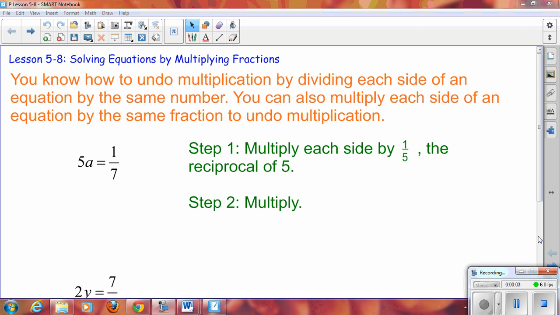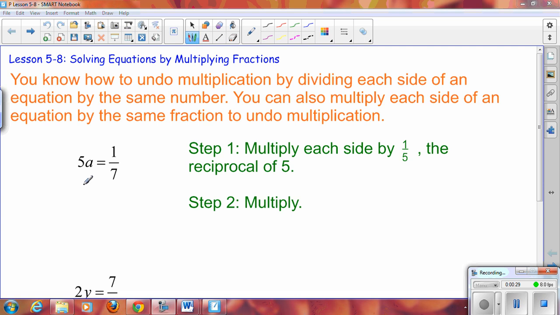Hi, today we are going to do lesson 5-8, solving equations by multiplying fractions. Okay, so you know how to do equations that involve multiplication by dividing each side. Well, when you divide a fraction, you are actually multiplying by its reciprocal. So that's what we're going to do today. We are going to multiply by the reciprocal.